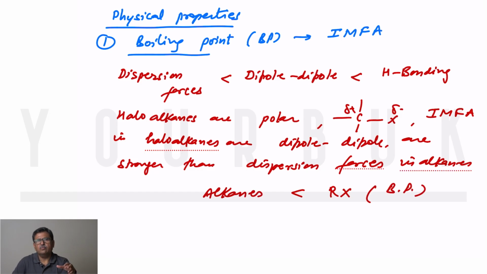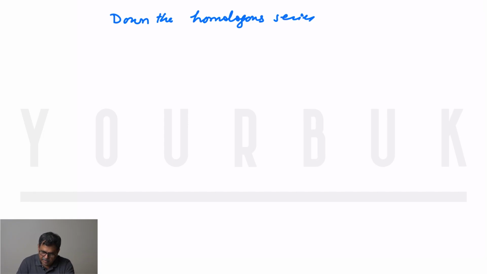So whenever you're moving from one homologous series to another, you look at the nature of the intermolecular forces of attraction, whether you have H bonding or dipole-dipole or the dispersion forces. But whenever you are moving down the same homologous series, these points are the same in all homologous series. Like we are moving from chloromethane, chloroethane, chloropropane, right? Down the homologous series, molecular mass increases.